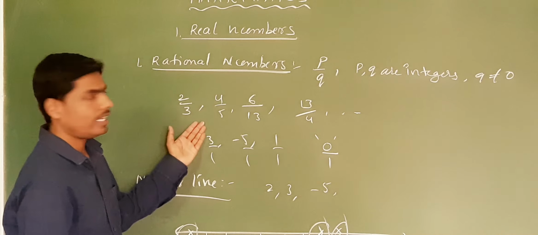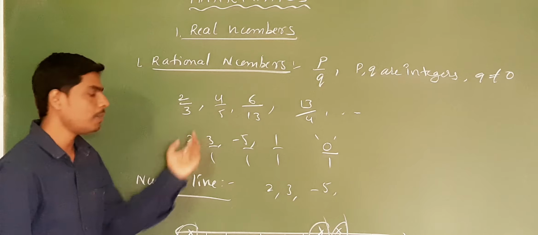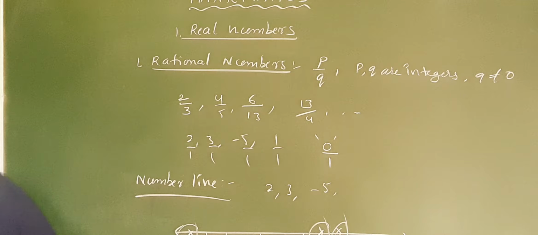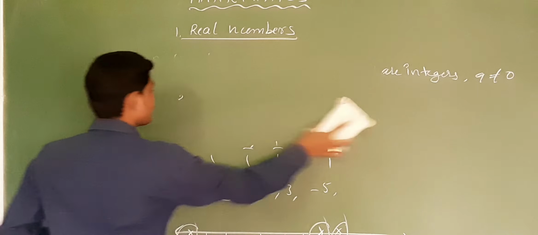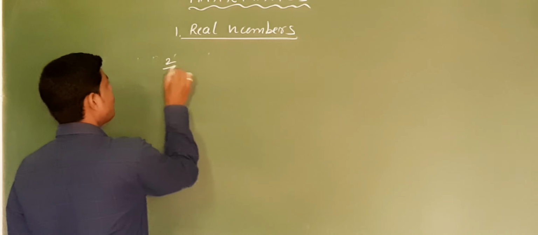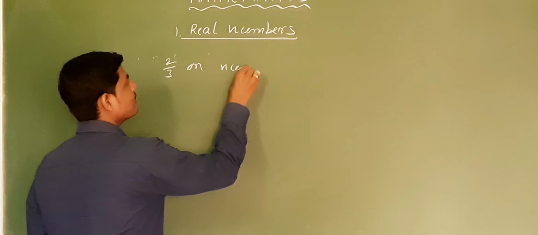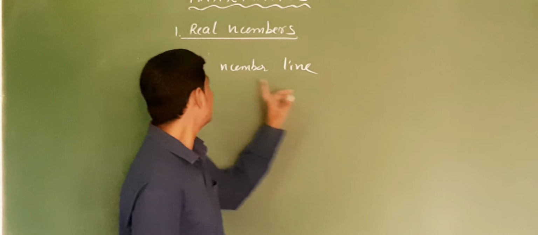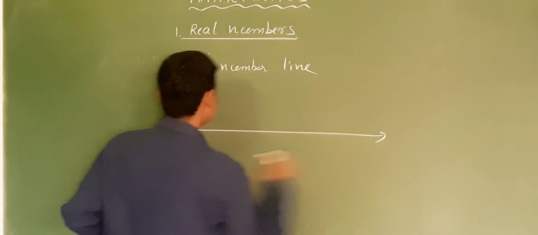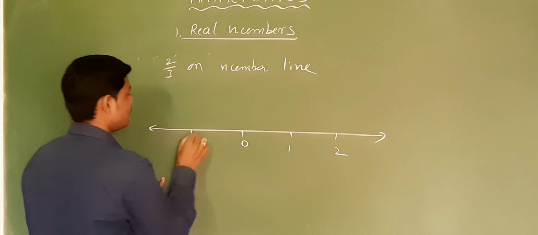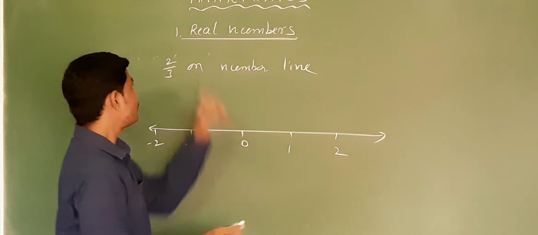But 2 by 3, for example, take this 2 by 3, represent on number line. How to represent? We'll check. 2 by 3 on number line. Take this number line 0, 1, 2, minus 1, minus 2.